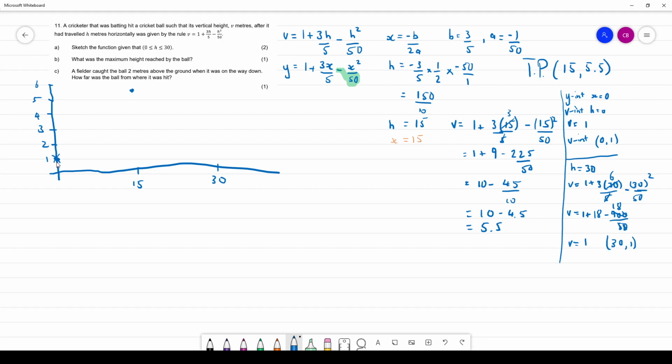0, 1 is here. I should use different colors, make it stand out a bit. My turning point, 15, 5.5 is there. And 30, 1 is there. So my parabola, my function, is this. It looks like this. Bam. And that's it. Because it doesn't go any further than 30, and we don't draw it before 0 because of our domain.